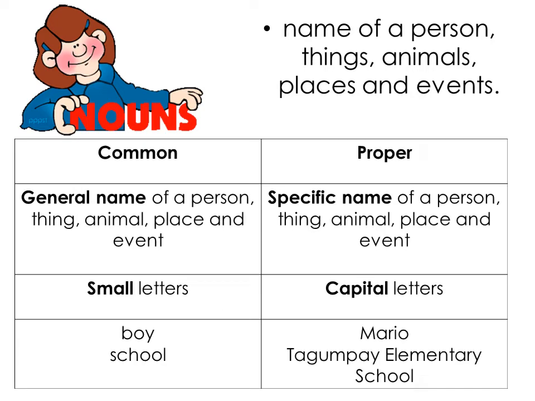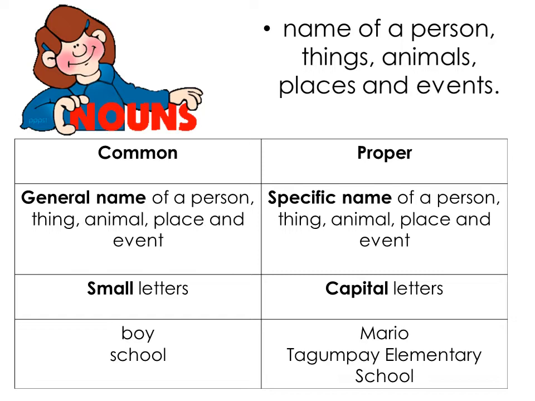There are two types of nouns, common nouns and proper nouns. Common nouns are general names of a person, thing, animal, place, and event. They are written in small letters. Examples are boy and school. Boy is a common noun because it's just a general noun, a general name of a person. We don't know the specific name of that boy. That's why it's just common. Next is school. School is an example of a common noun simply because the word school is general. We don't know the specific name of that school.